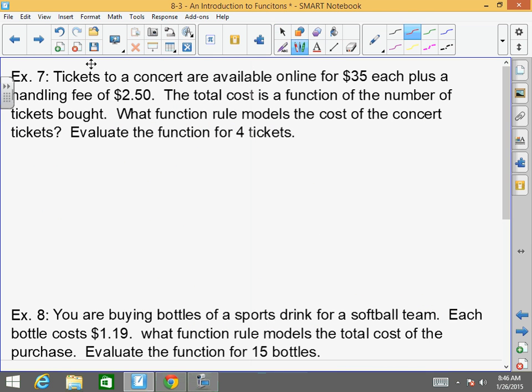So tickets to a concert are available online for $35 each, plus a handling fee of $250. The total cost is a function of the number of tickets bought. What function rule models the cost of the concert tickets? Evaluate the function for 4 tickets. So what would the function rule be here? Plus 250. Very good, my brother.